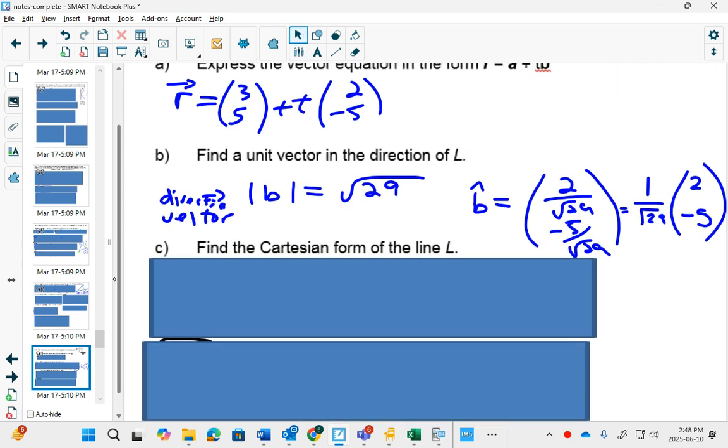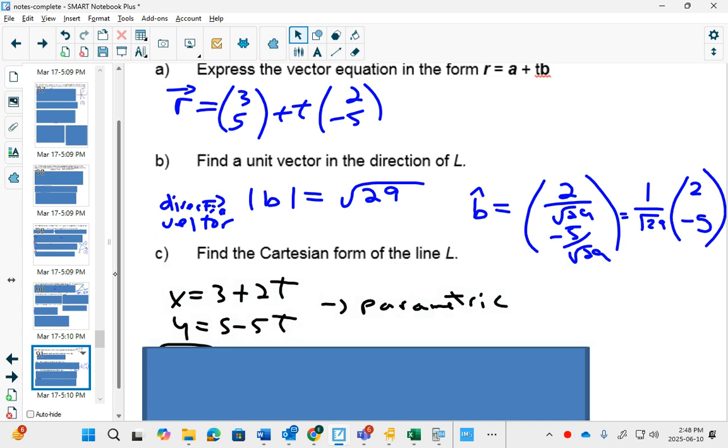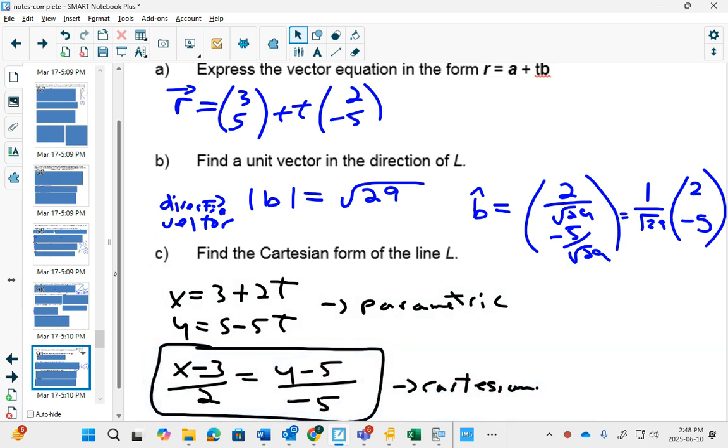And then it asks for the Cartesian form. Well, the Cartesian form says take your parametric forms, solve for t, and make the two parts equal. And that's your regular Cartesian form of the line.